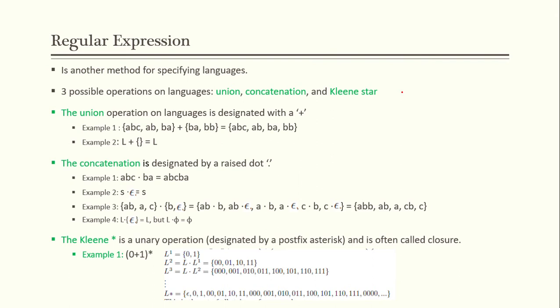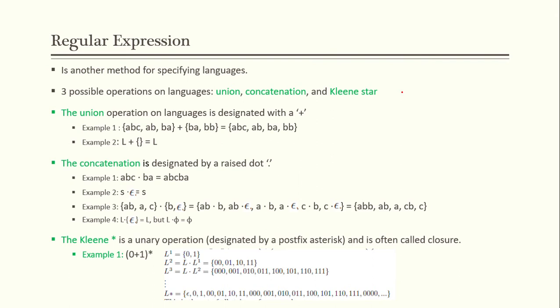And you can also write a language in the form of regular expressions. So what are regular expressions? A regular expression is another method for specifying languages. There are three possible operations: union, concatenation, and Kleene star. What is it? The union operation on languages is designated with a plus symbol. So the plus symbol indicates union.